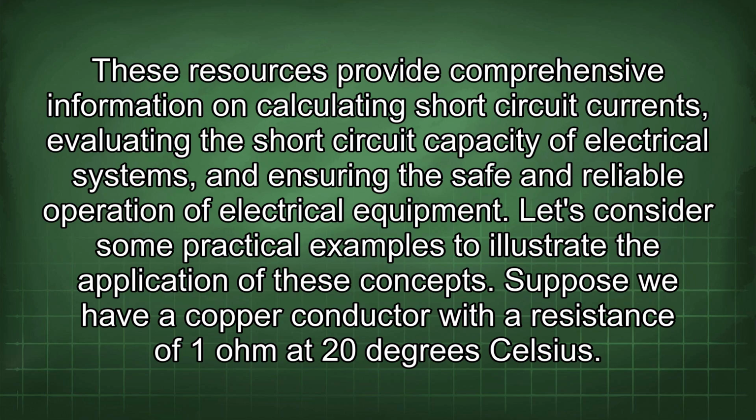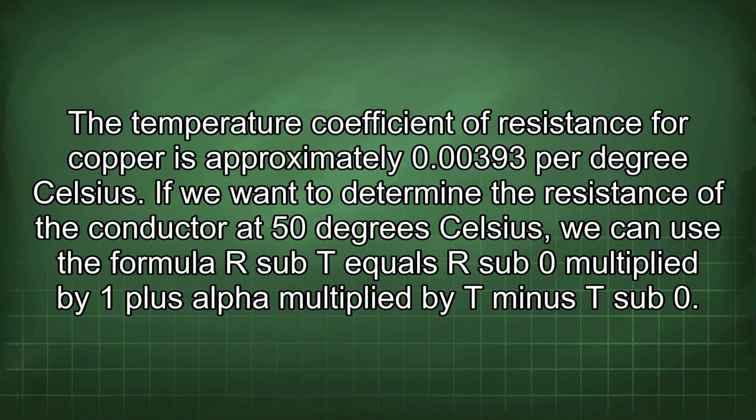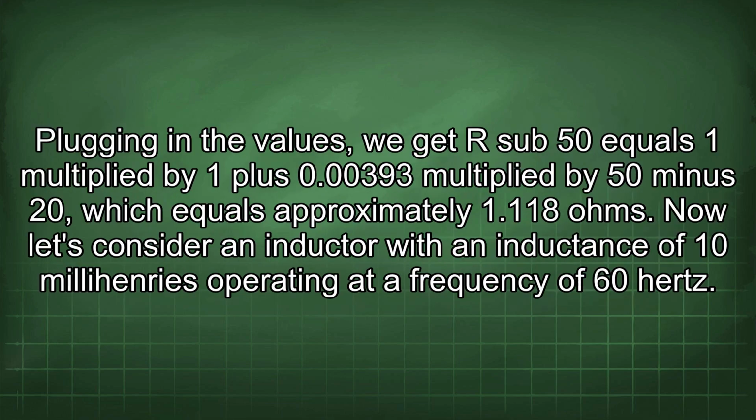Let's consider some practical examples to illustrate the application of these concepts. Suppose we have a copper conductor with a resistance of 1 ohm at 20 degrees Celsius. The temperature coefficient of resistance for copper is approximately 0.393 per degree Celsius. If we want to determine the resistance of the conductor at 50 degrees Celsius, we can use the formula R_T equals R_0 multiplied by (1 plus alpha multiplied by (T minus T_0)). Plugging in the values, we get R_50 equals 1 multiplied by (1 plus 0.393 multiplied by (50 minus 20)), which equals approximately 1.118 ohms.